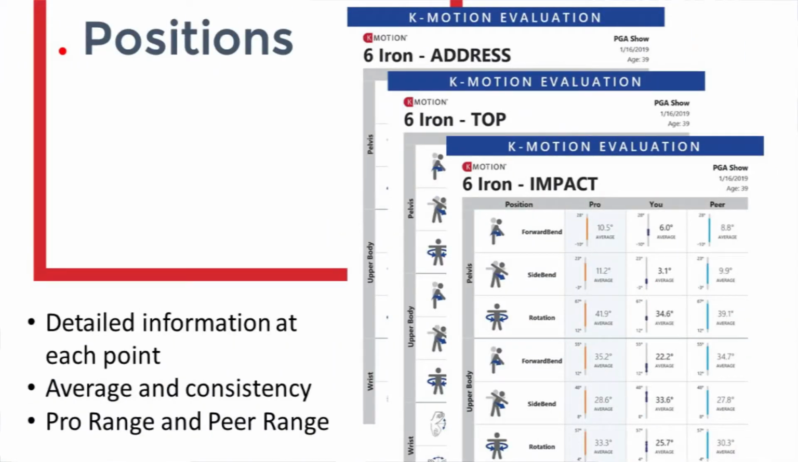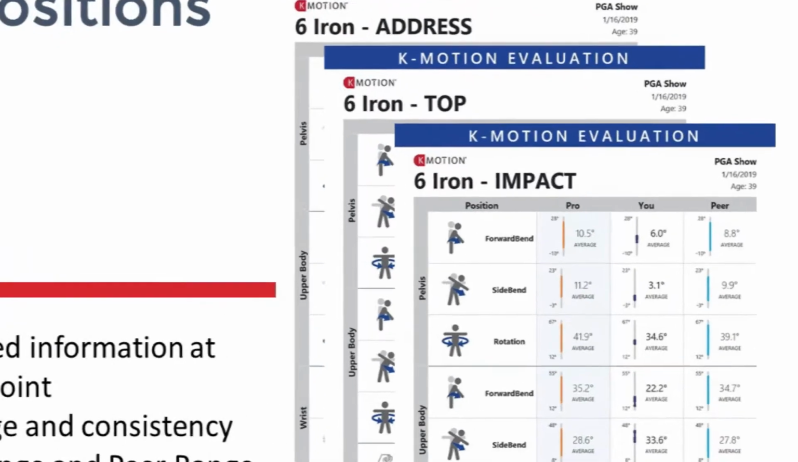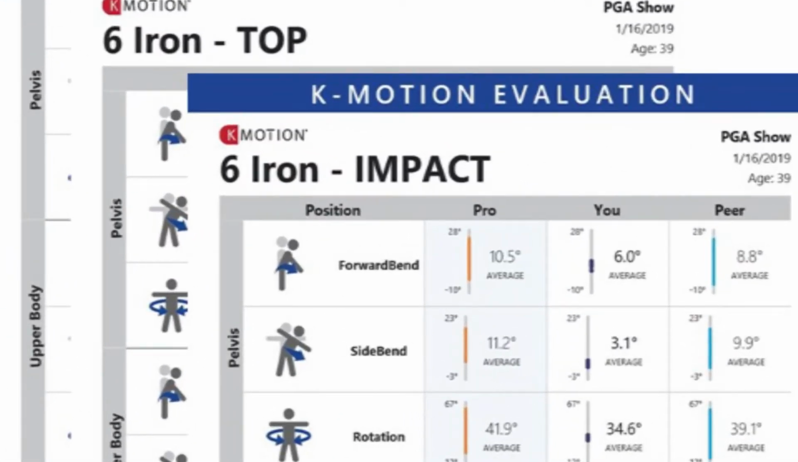Then we dive into the individual positions of address, top, and impact. A little bit deeper, you'll see in the middle column there, it says you, that's your player that you're evaluating. You'll be able to see their averages again and a number of blue dots on that vertical line. Closer together, more consistent they were. Further apart, the less consistent they were. You have the pro range in the orange on the left, and you've got the peer range in the light blue on the right.